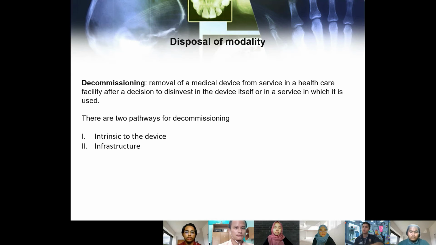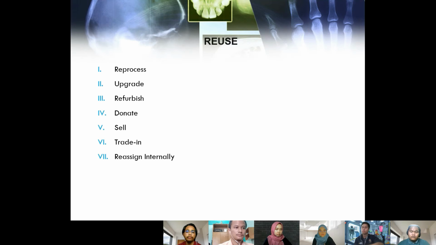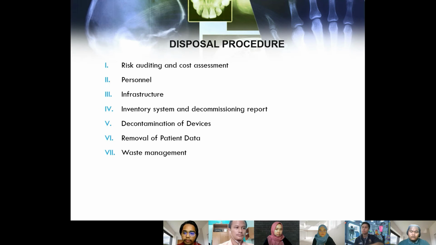In some other cases, when PET scanners are not disposed of, they can be refurbished, reprocessed, upgraded, donated, sold, traded in or reassigned internally. For the disposal procedure for a PET scan, the first step is risk auditing and cost assessment. Costs should be considered such as site alteration, machinery and accessory disassembly, installation and shipping labor, consumable service, repair servicing, personal protective devices, training and insurance.